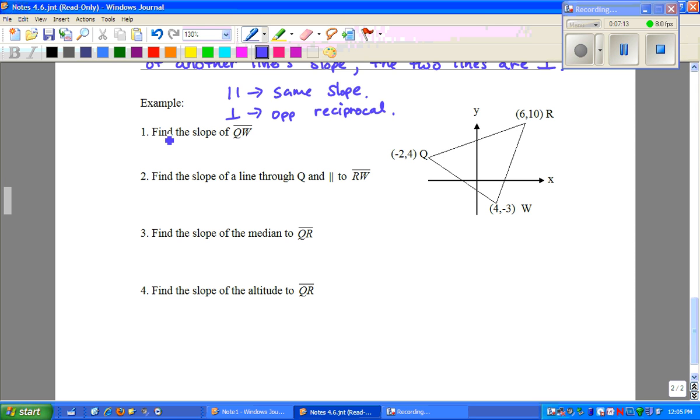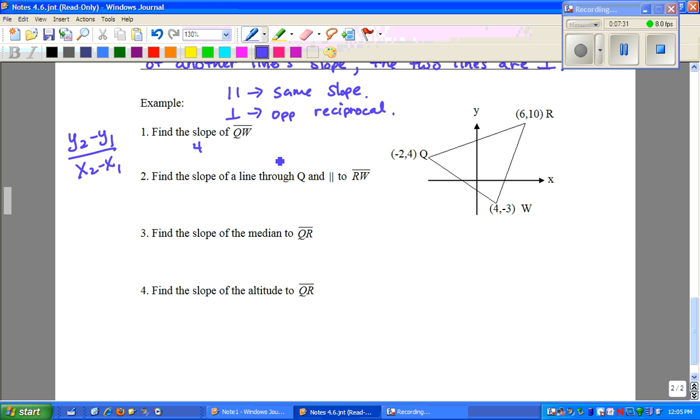Okay, so the first part's easy. It says find the slope of QW. So you got 3 points on there. Here's Q, here's W. So we want to find the slope. So we need to know the slope formula. So let's rewrite it over here. Y2 minus Y1 over X2 minus X1, not mattering which one matches with what.